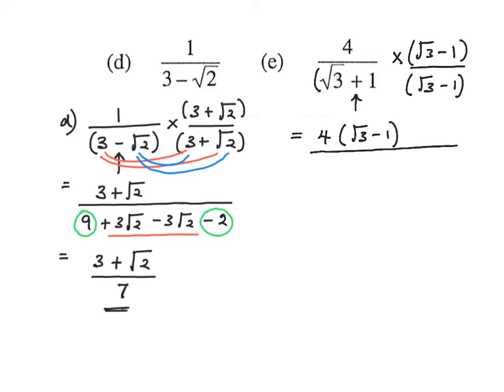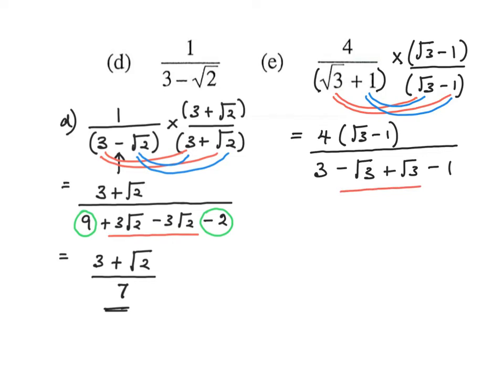Well, if I just put a bracket around this and get rid of this arrow, we have what? So it's root 3 times root 3, which is root 9, or 3. I then have root 3 times minus 1. I have 1 times root 3. And then I have 1 times minus 1, which is minus 1. And you can see again that the middle terms cancel out.